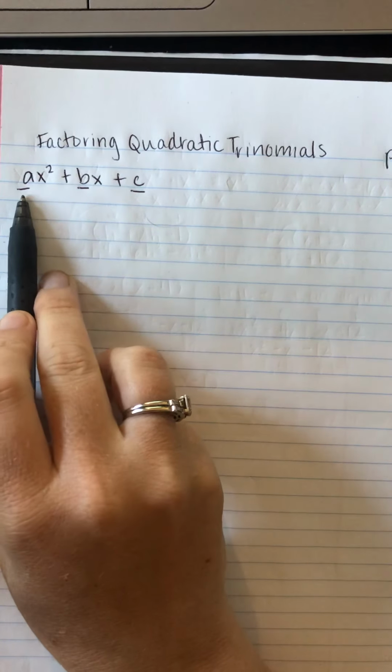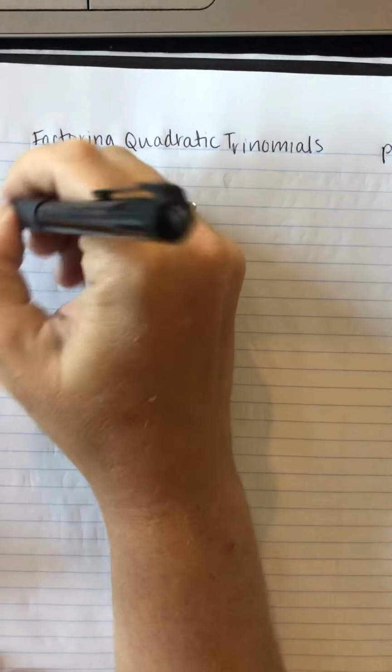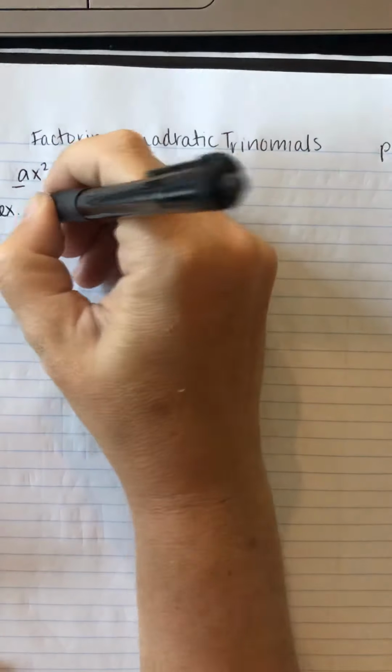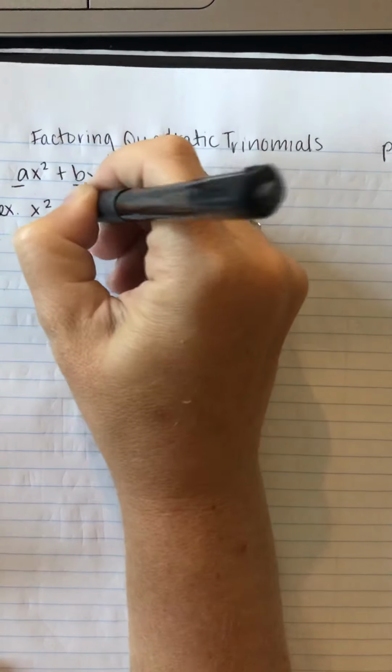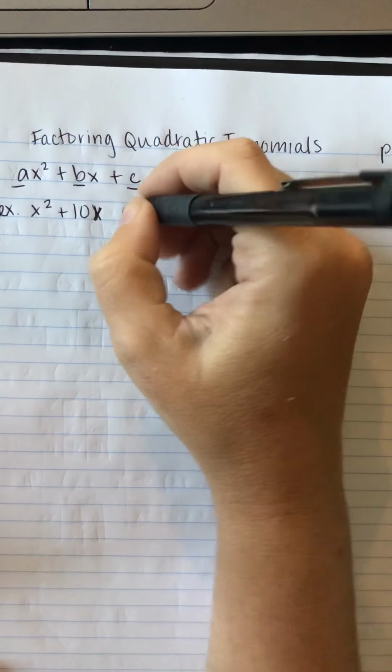So when we have a coefficient of 1, we really can just kind of eliminate that and just call it x squared. So we're going to look at a couple of these first of all. We're just going to go through and do some examples together. So our first one that we're going to look at is going to be x squared plus 10x plus 16.